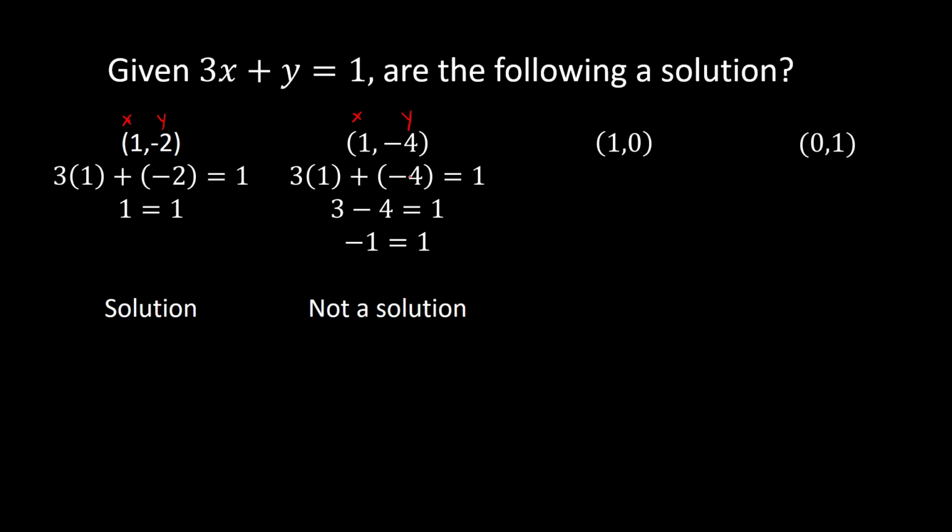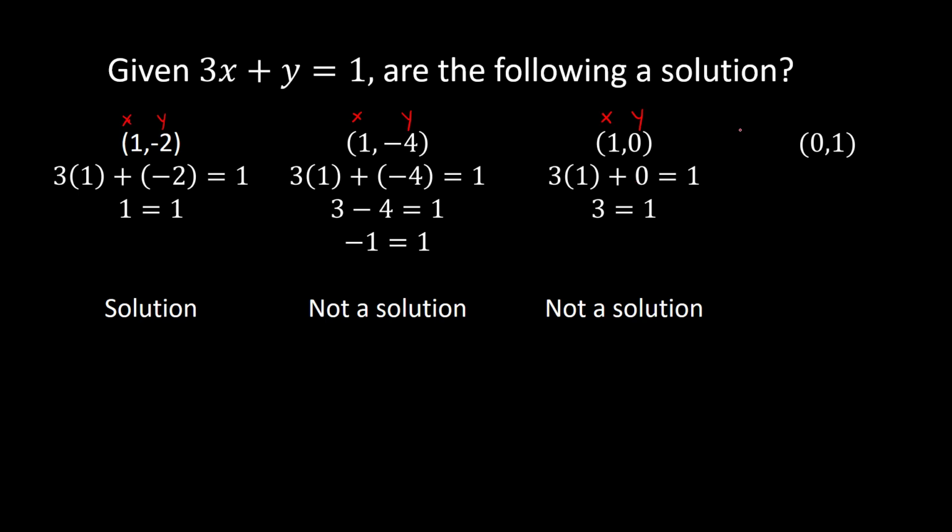Let's try the other two. For 1, 0, 1 is your x value, 0 is your y value. Plug a 1 in for x, so we have 3 times 1, and then plug a 0 in for y, so we have plus 0 equals 1. This would be 3 plus 0, which is 3. So 3 equals 1. That is not a true statement, so therefore that would not be a solution.